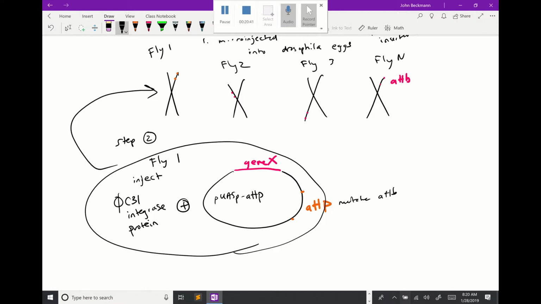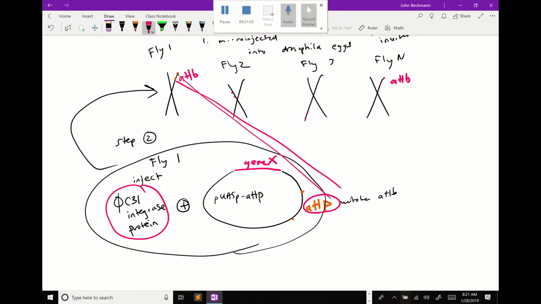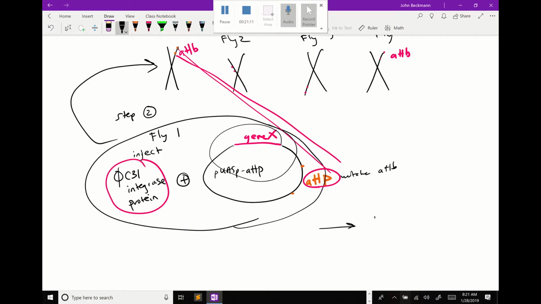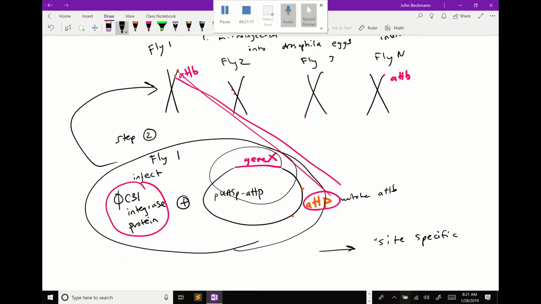It's going to have gene X at whatever site was ATTB the first time. Yes. So this protein, Phi C31 integrase, is going to grab ATTP and match it with the ATTB site and induce a homologous recombination. And now what's going to get inserted is your plasmid with gene X. And now what we've done is we've built a system that is site specific. It's only going to integrate at what's called the landing site, which is the ATTB site.